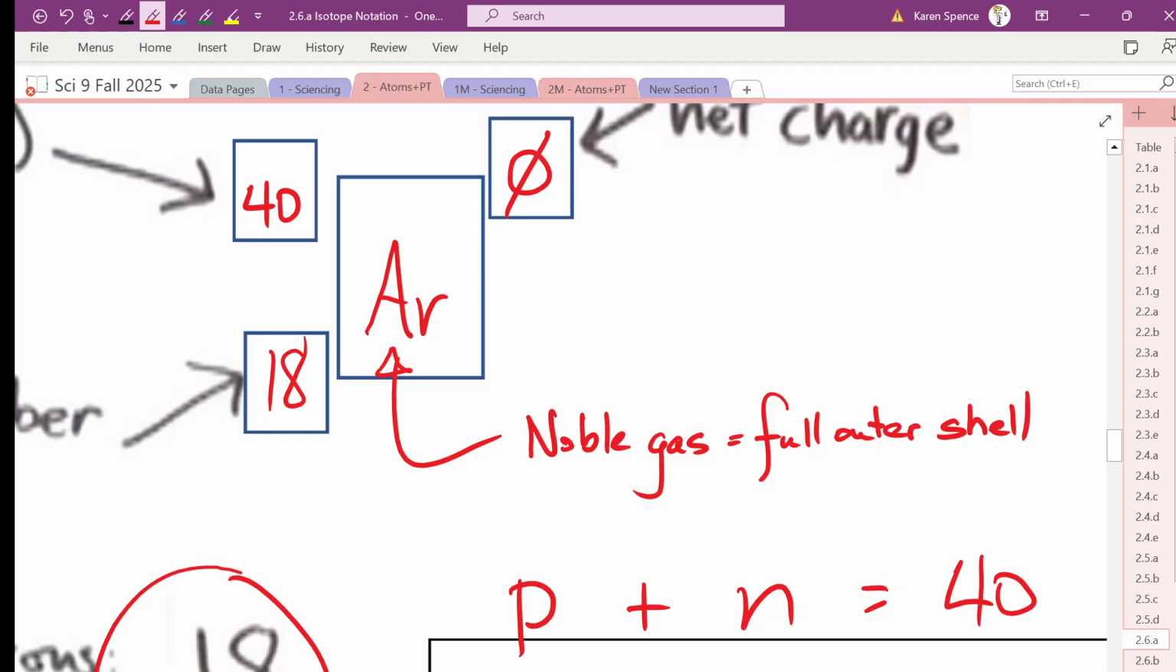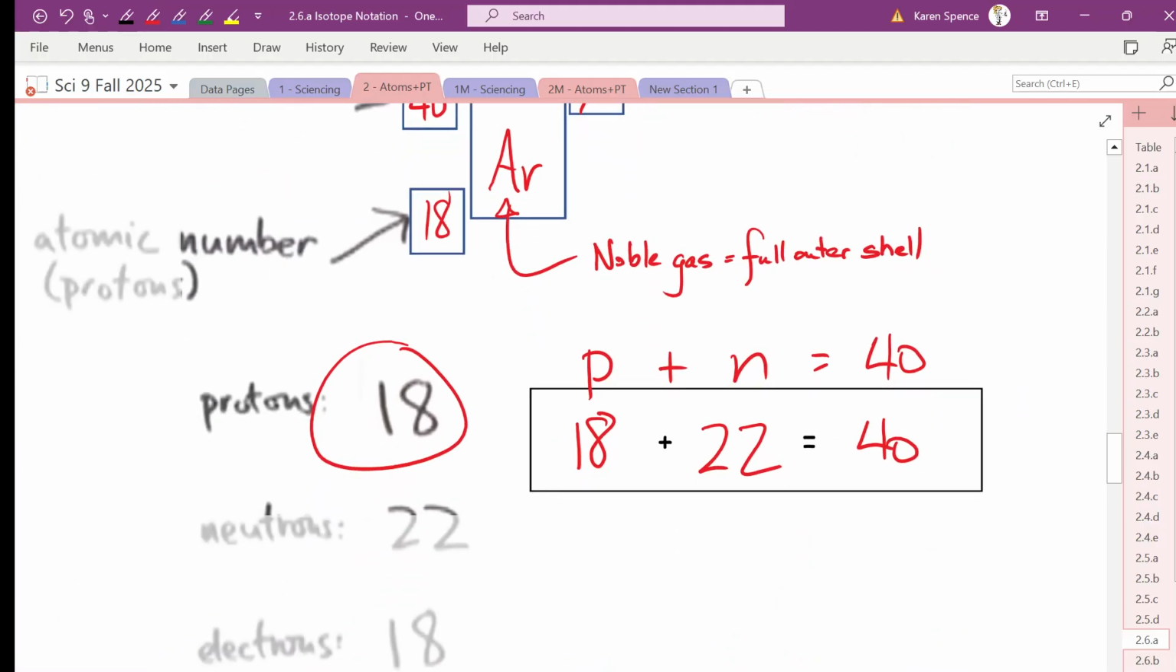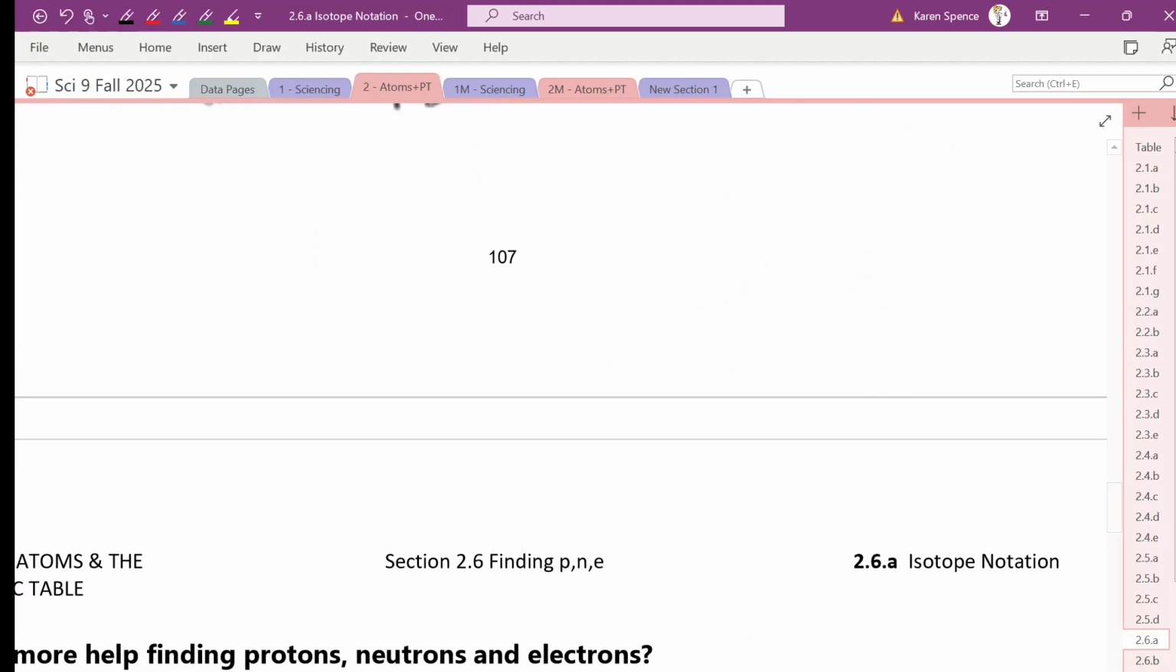So does it surprise you that the net charge is 0? No, it shouldn't, because it doesn't want to gain electrons. It doesn't want to lose electrons. Okay? All right, and that takes us through the end of this.